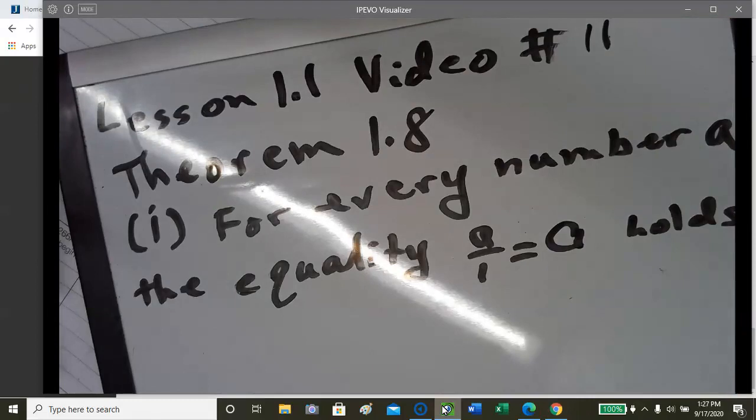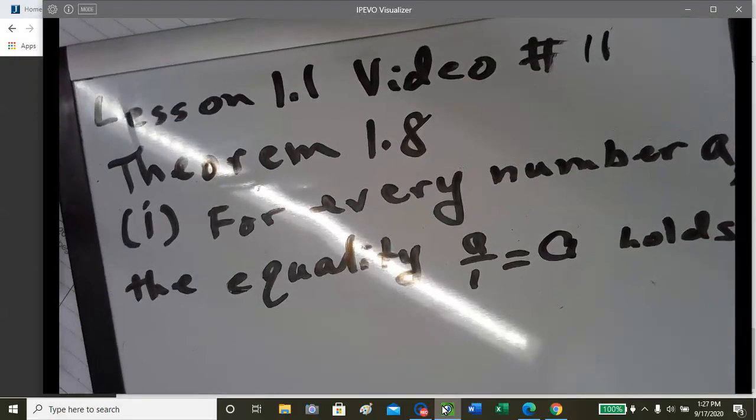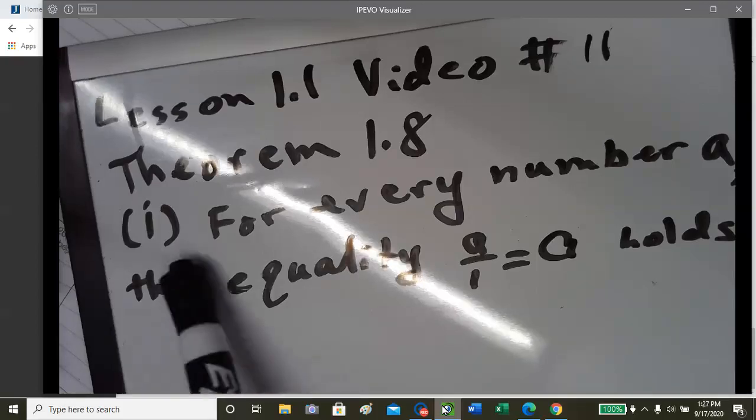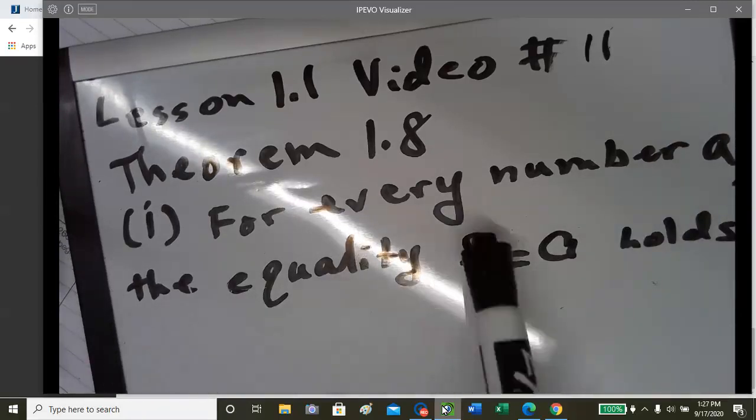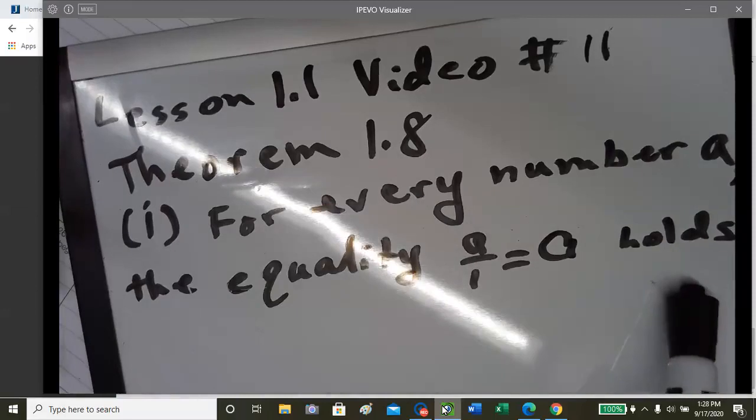Okay, this is lesson 1.1, video 11, theorem 1.8. This is the last theorem for this lesson. So we're going to look at theorem part I. For every number a, the equality a over 1 equals a holds.